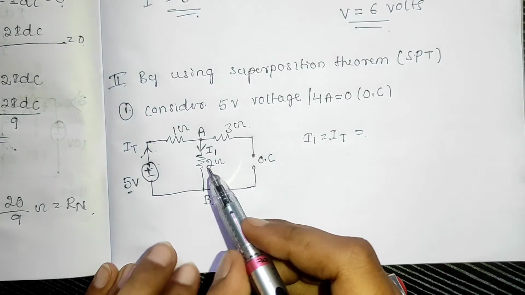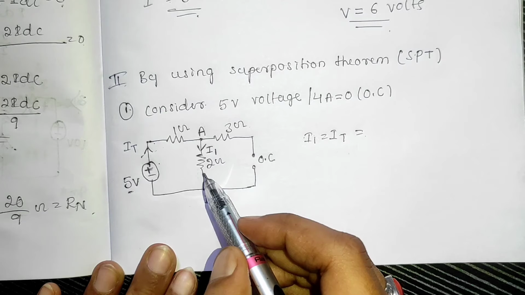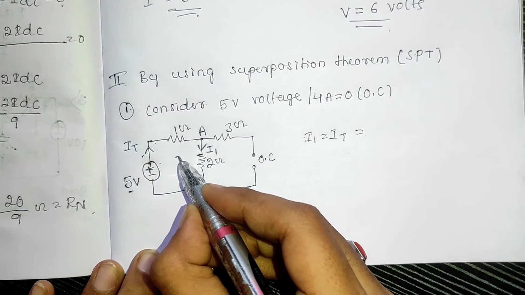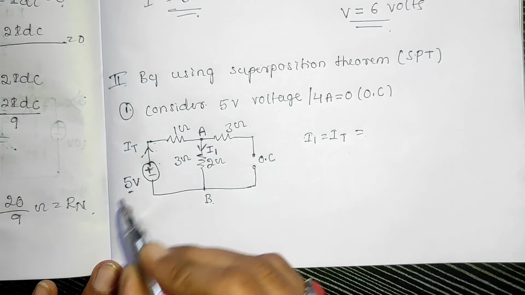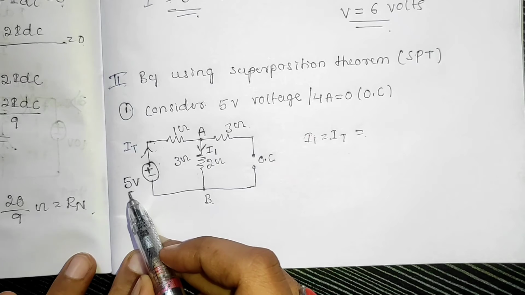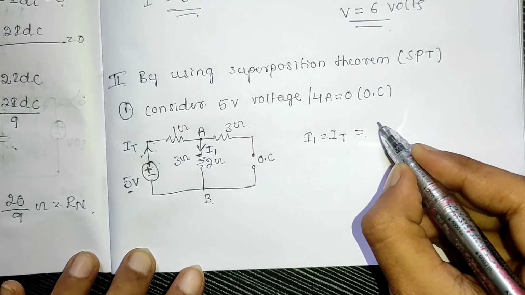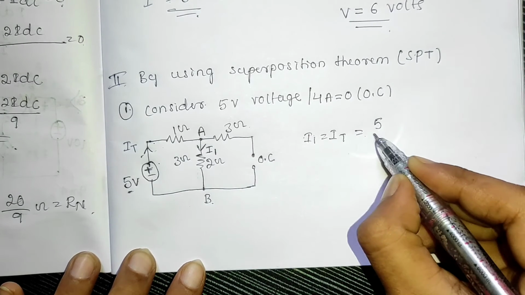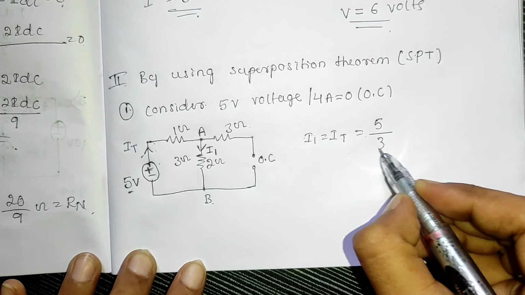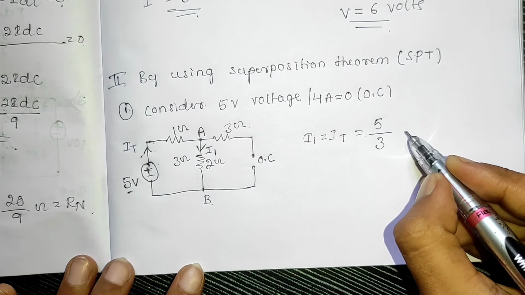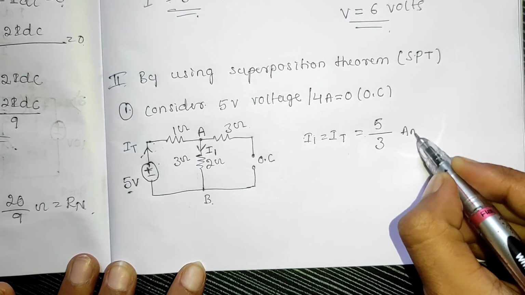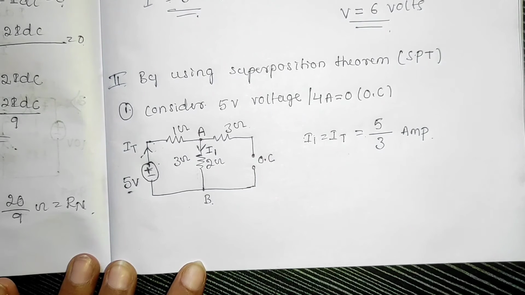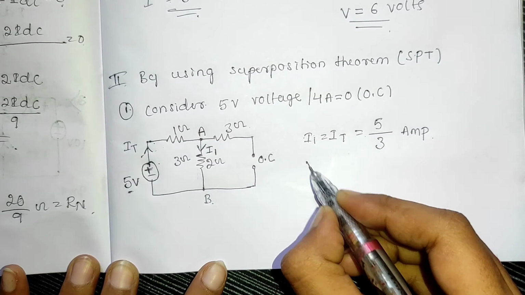That is equal to the 1 and 2 ohm resistors connected in series. So the total resistance is 3 ohm. Here you know the total voltage, so the total current becomes the total voltage 5 divided by 3 ohm, right? Okay, ampere.